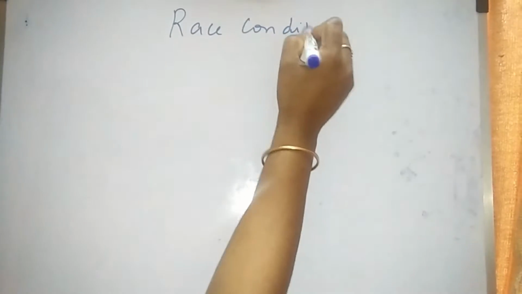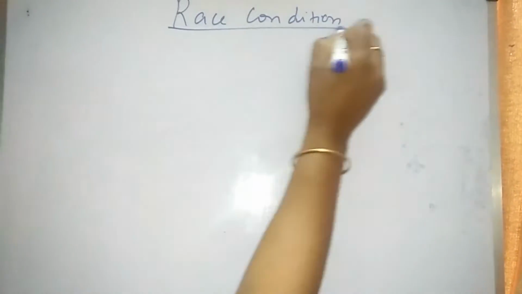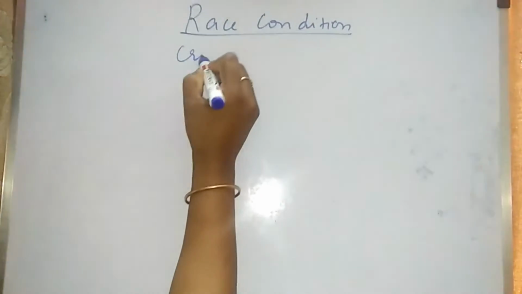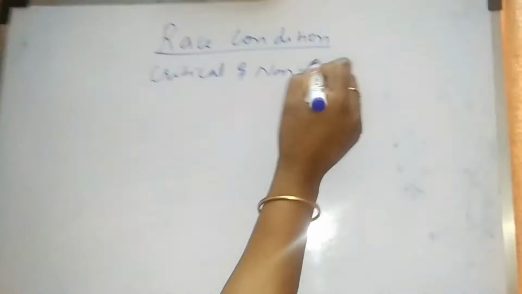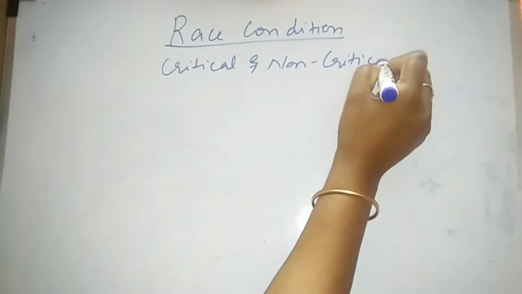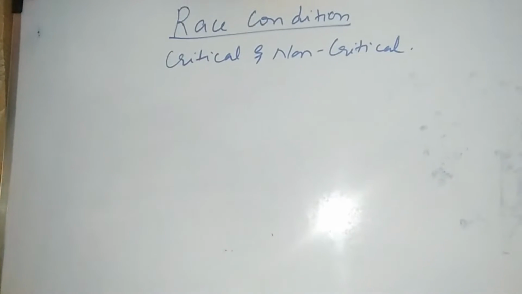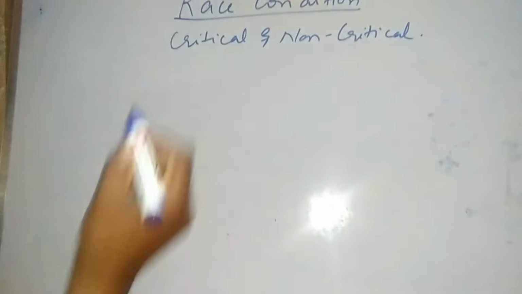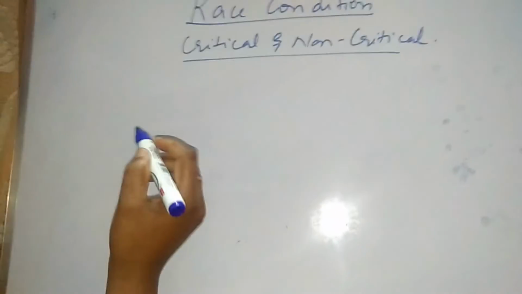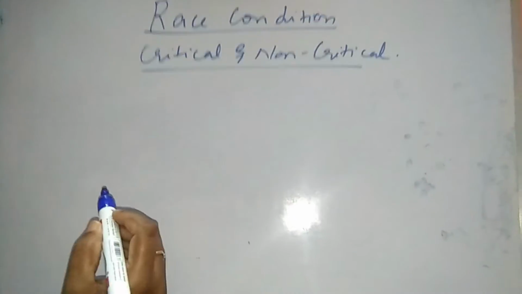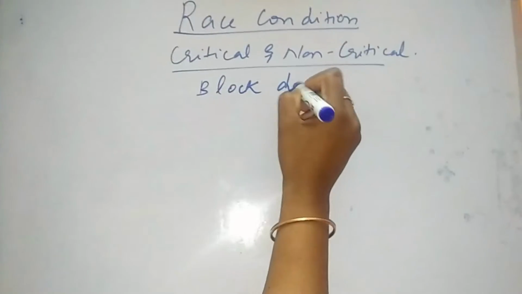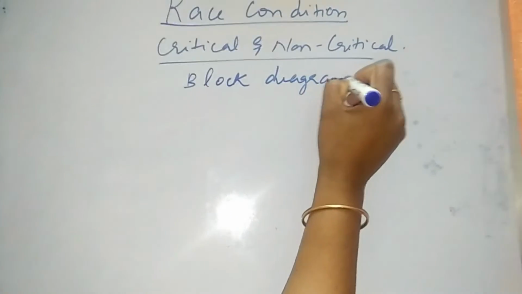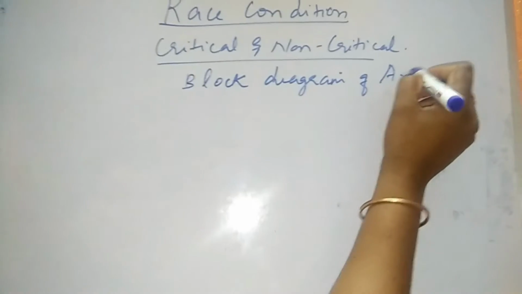Today we'll be seeing race condition and we'll be studying about critical and non-critical race. Before going to what is race and critical and non-critical conditions or races, I'll just take you all to the basic block diagram of asynchronous sequential circuit. So let's see the block diagram of asynchronous sequential circuit.